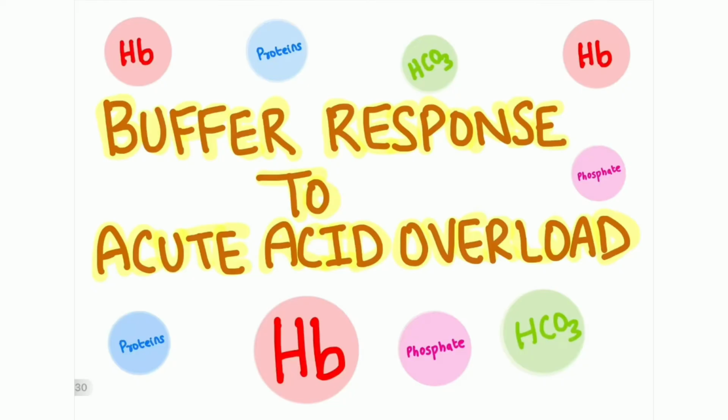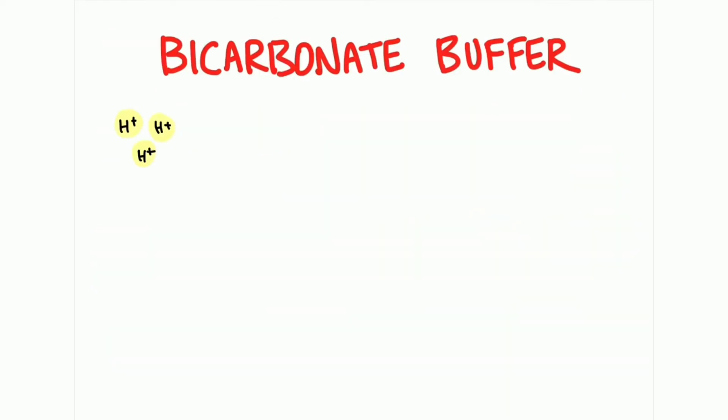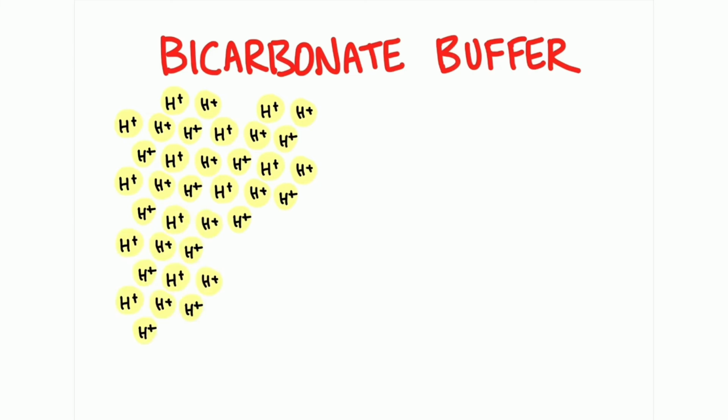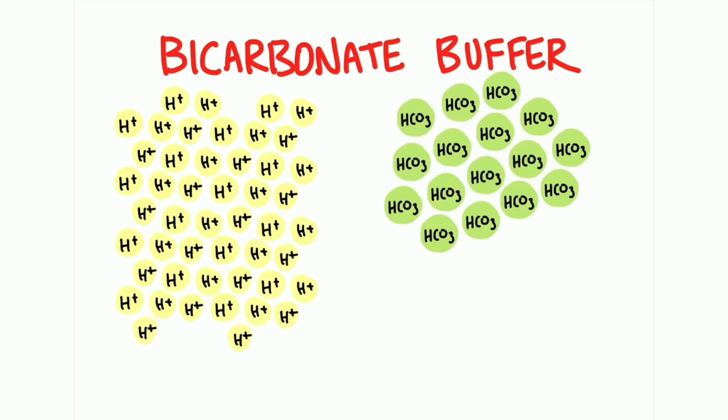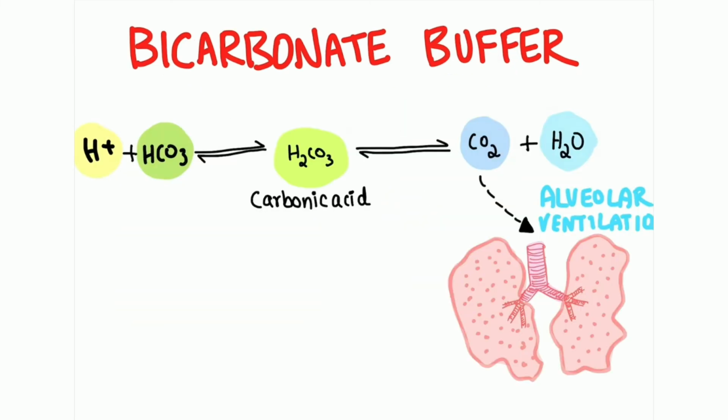Buffer response to acute acid overload. During acidosis, the increase in hydrogen ion is buffered by an increase in bicarbonate. Bicarbonate buffer is one of the most efficient buffer systems to counteract acute acid overload in the body. The bicarbonate combines with hydrogen ions to form carbonic acid, and this carbonic acid dissociates into carbon dioxide and water.